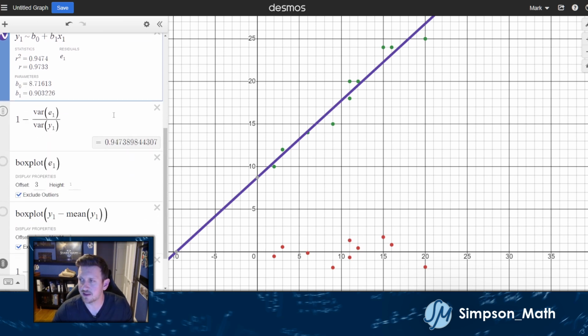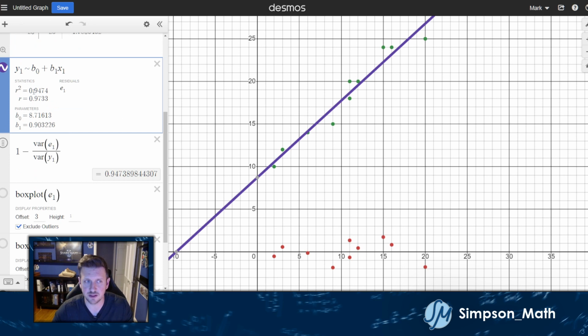So I want to show you something that I think is interesting. Take a look at R-squared. It's this 0.9474. And if I have this formula, 1 minus the variance in my e's, so if I take these e's and find the variance of them, and I divide it by the variance in y, I literally get R-squared. I think that's kind of interesting.